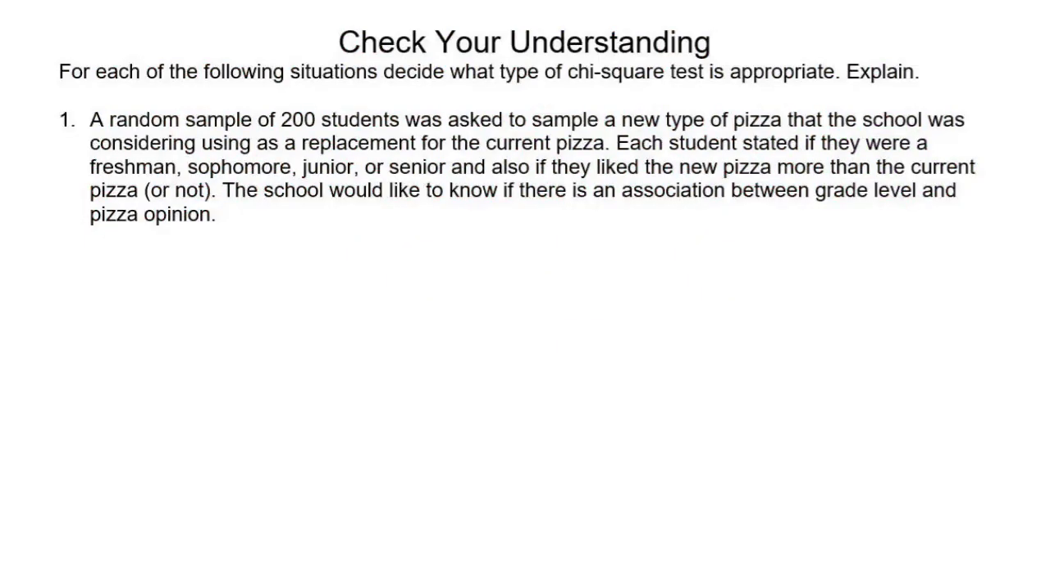So I want to take a moment, looking at the check your understanding, to figure out what kind of test we're talking about. I'm going to give you guys about 4 minutes to read through these 3 scenarios and decide whether it is a chi-square test for goodness of fit, a chi-square test for homogeneity, or a chi-square test for independence. Take your best guess given the way those different scenarios are worded.